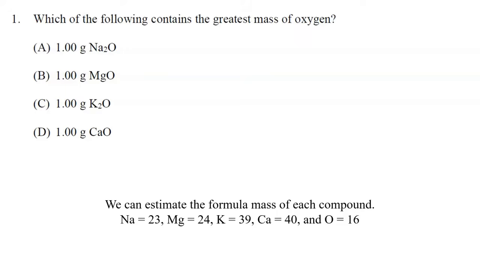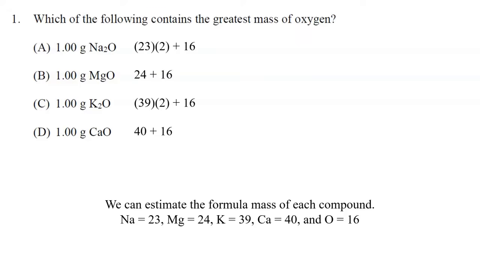So sodium is 23, magnesium is 24, potassium is 39, calcium is 40. So the formula mass of sodium oxide, Na2O, would be 23 times 2 plus 16. The formula mass of magnesium oxide, MgO, would be 24 plus 16. And then for potassium oxide, K2O, 39 times 2 plus 16. And for calcium oxide, CaO, 40 plus 16.